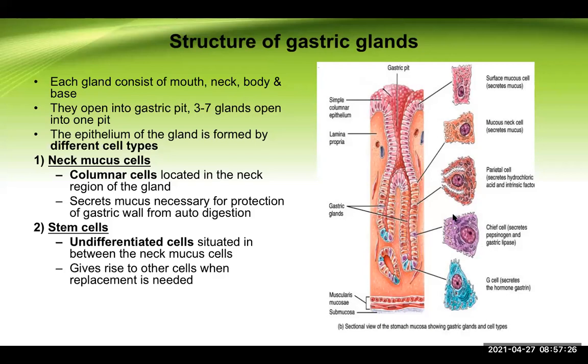And then the chief cell. This secretes pepsinogen and gastric lipase, but the most important is pepsinogen. This pepsinogen will convert into pepsin under the effect of hydrochloric acid, and then this pepsin is responsible for the digestion of protein. And then at the base, the gastric gland has the G cell. This G cell secretes gastrin. That's why the G cell is named so. So these are the different substances which are produced by the gastric gland.